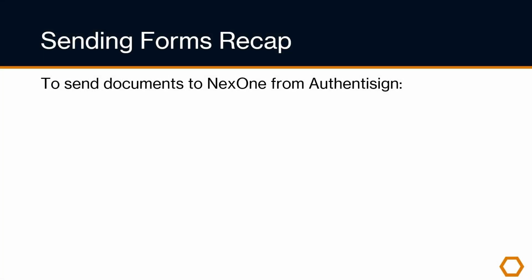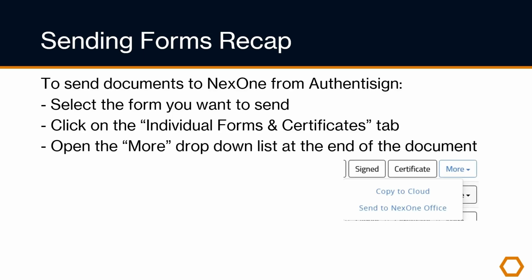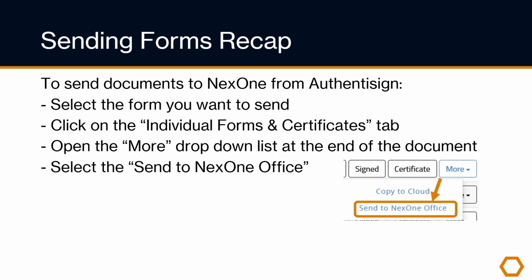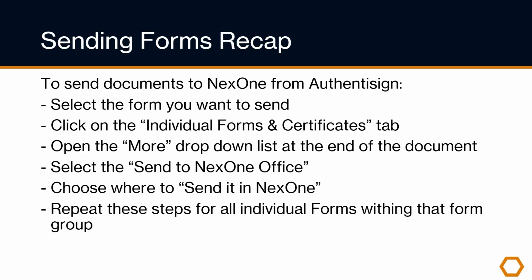Let's recap. To send documents to NexOne from Authentisign, select the form group you want to send while making sure it's set as completed. Click on the Individual Form and Certificate tab to view all individual forms within that form group. Open the More drop-down list at the end of the document and select the Send to NexOne Office option. A NexOne pop-up window will let you choose where to send it in NexOne Office. Repeat these steps for all individual forms that you wish to send within that form group.